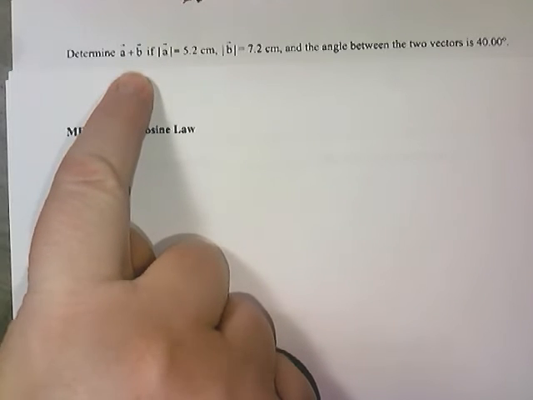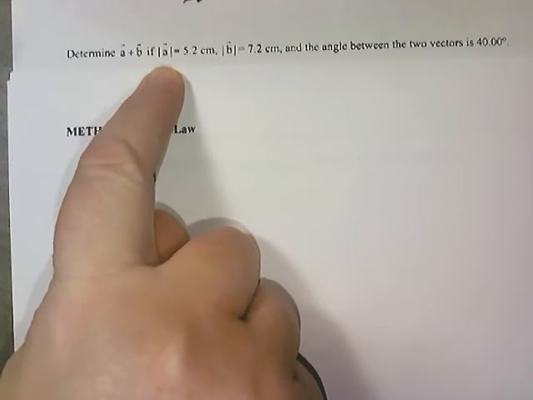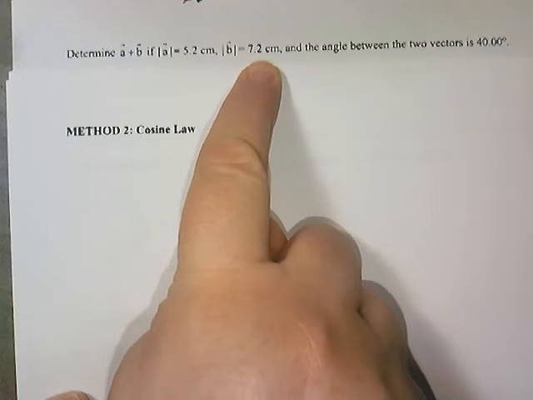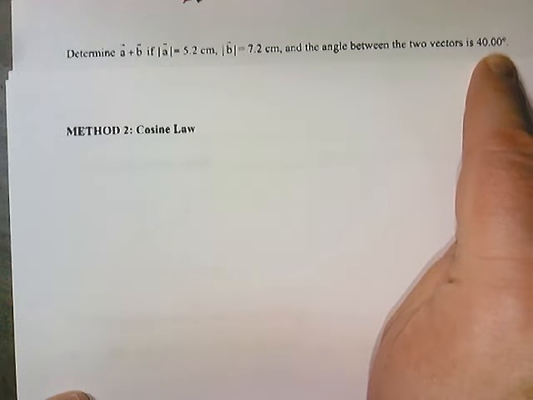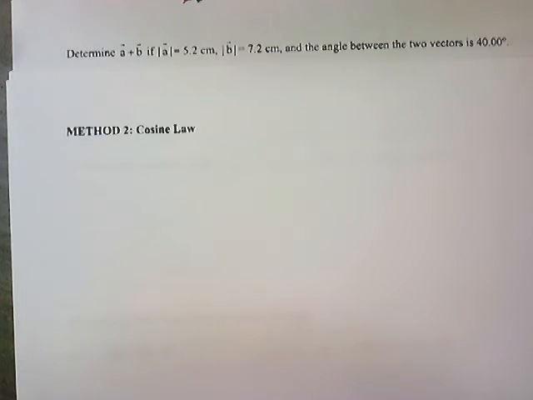So it is the same question. It says determine a plus b if the magnitude of a is 5.2 centimeters, the magnitude of b is 7.2 centimeters, and the angle between the two vectors is 40 degrees. So this time we're going to try to do it with trigonometry. We're not going to measure and use a protractor and a ruler.